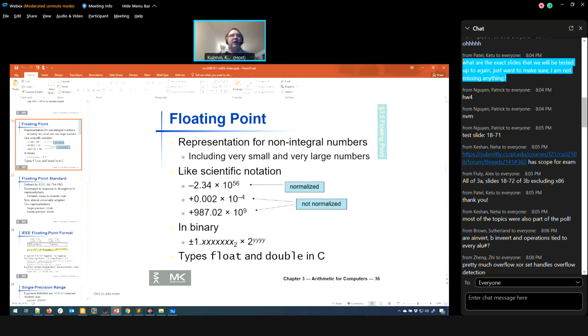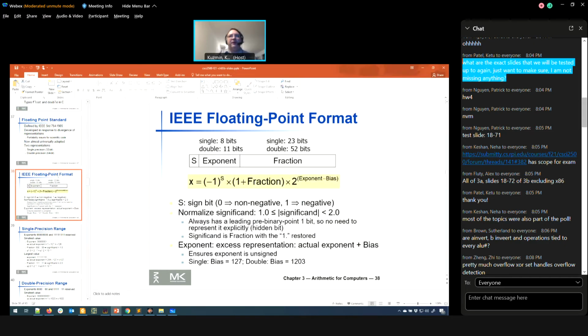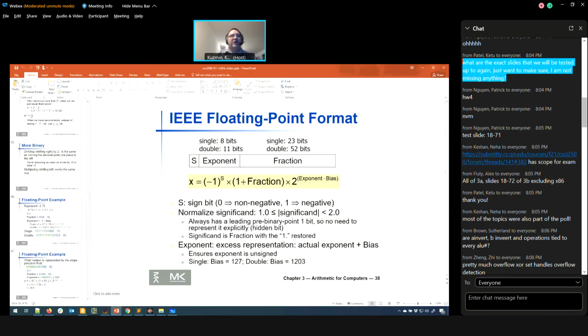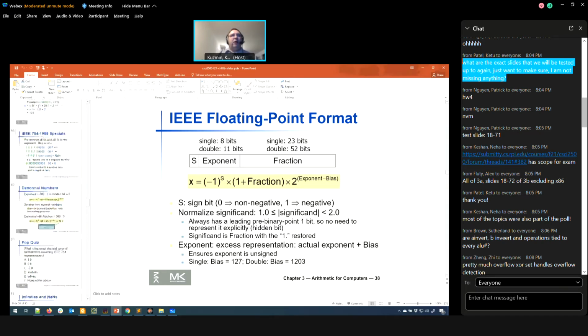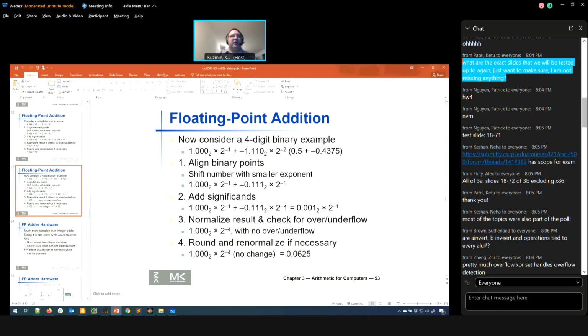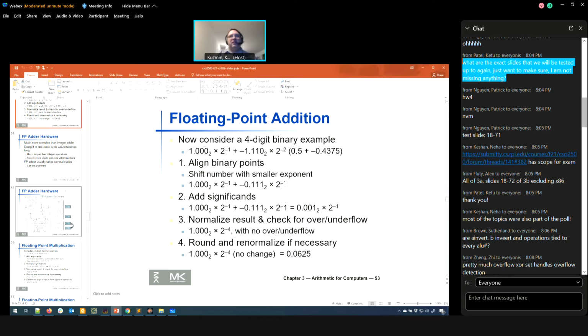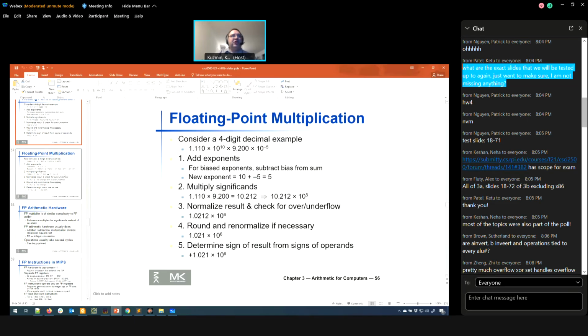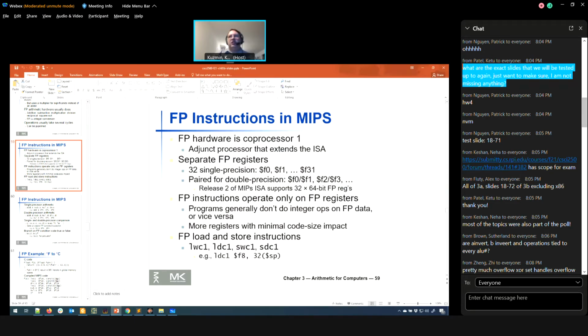So floating point, and then we were discussing the IEEE 754 format and standard, and then performing operations on floating points, and so addition. And here's an example of how the addition can be performed. Again, it's completely analogous to how we do it in our familiar decimal system, with just the correction that we only have two values, 0 and 1. Other than that, it's exactly the same algorithm. And then floating point multiplication and instructions to do floating point.